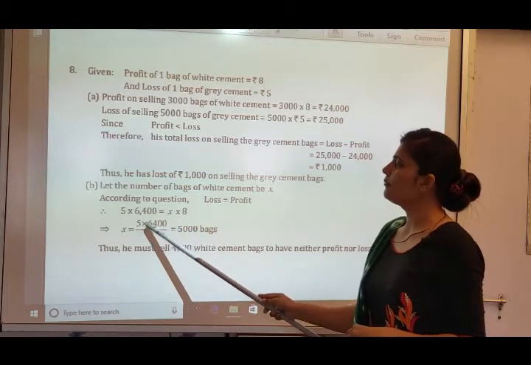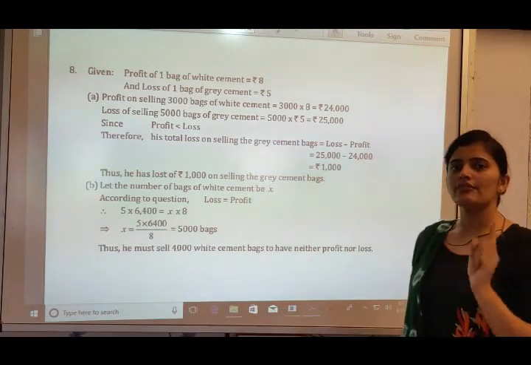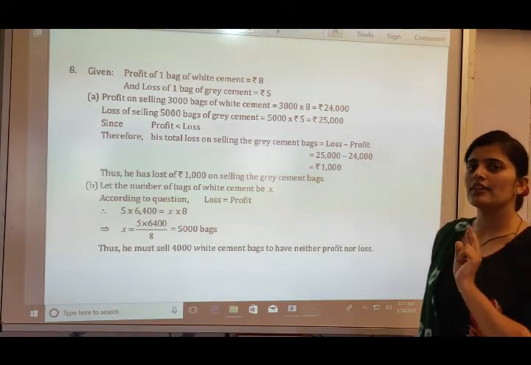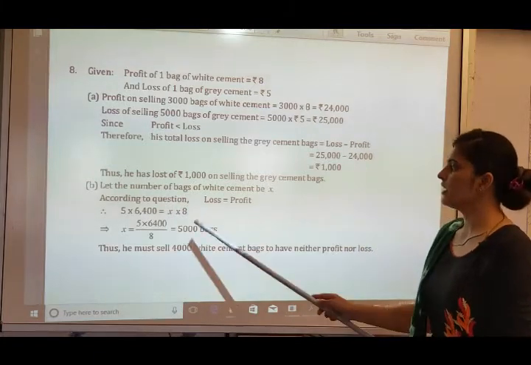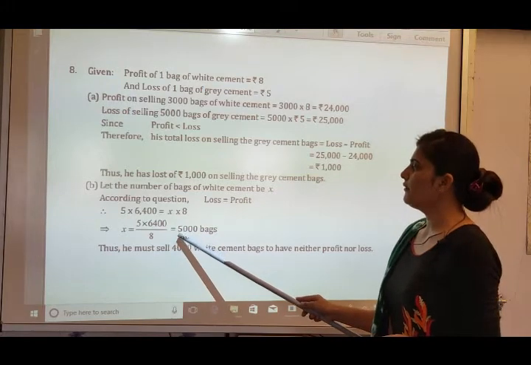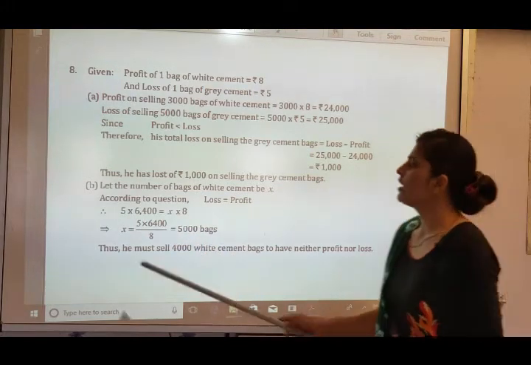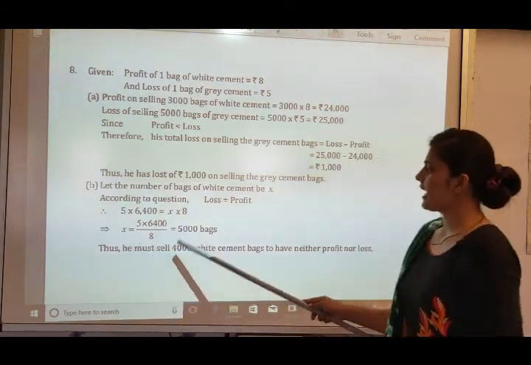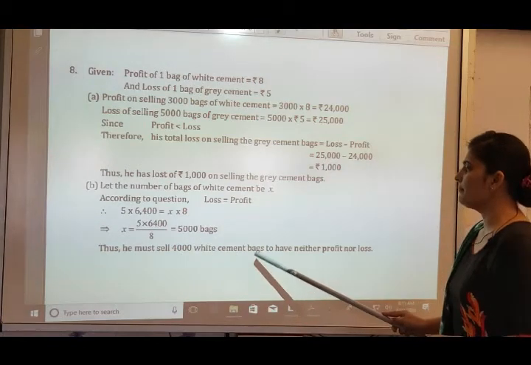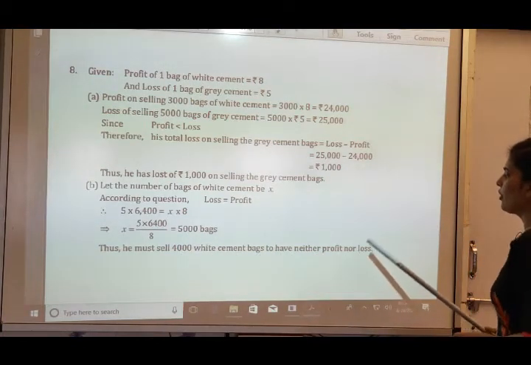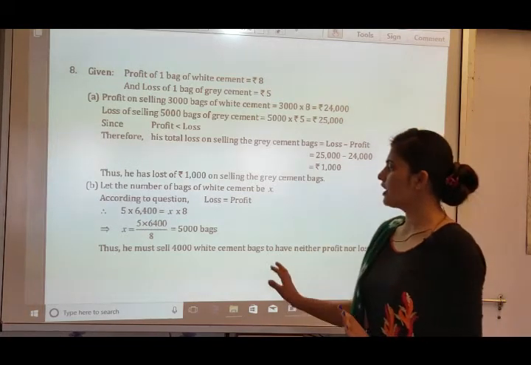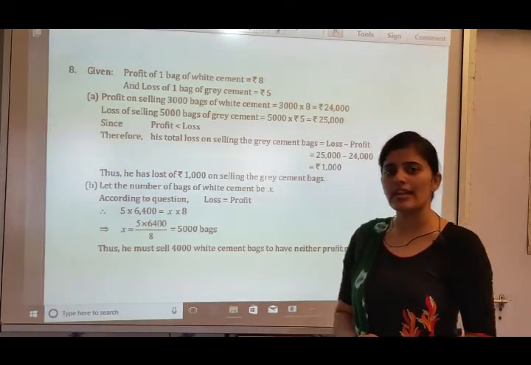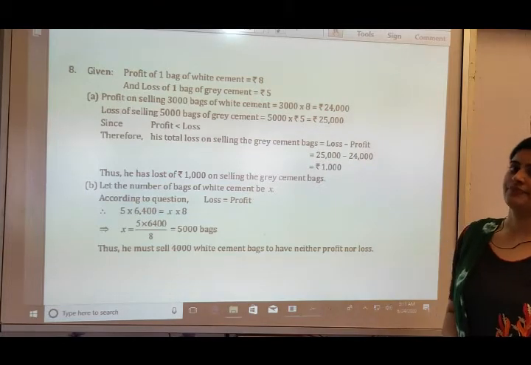Now again 800 multiplied by 5. So 8 fives are 40 and the 2 zeros of 800. So the answer will be 4,000. Here there is a mistake. Here it will be 4,000 bags. Thus he must sell 4,000 white cement bags to have neither profit nor loss. So our condition will be fulfilled if the company is selling 4,000 white cement bags.